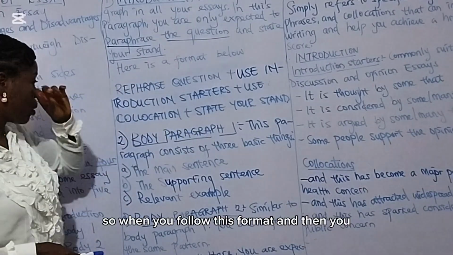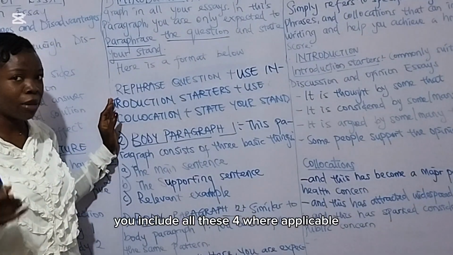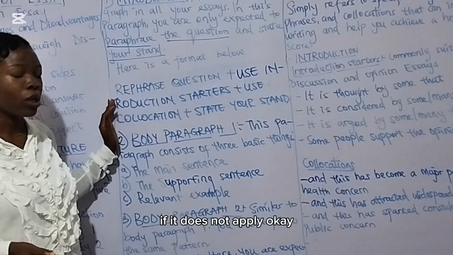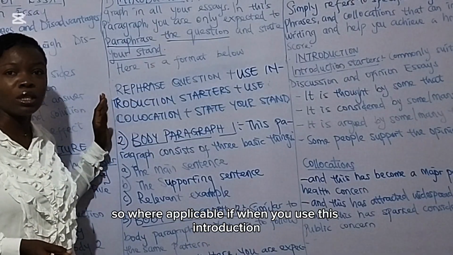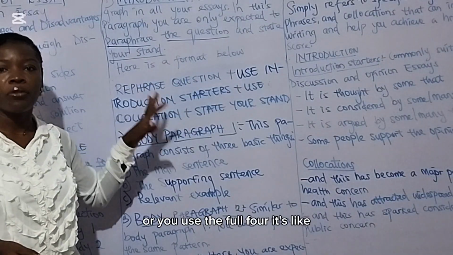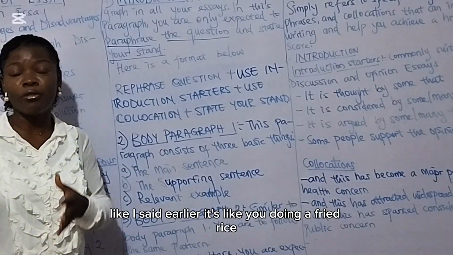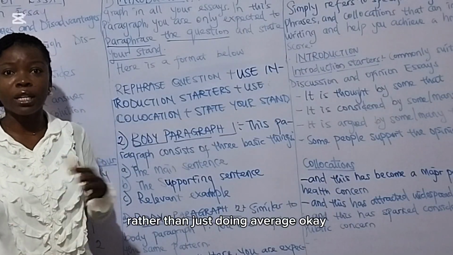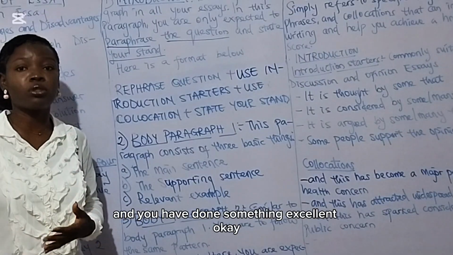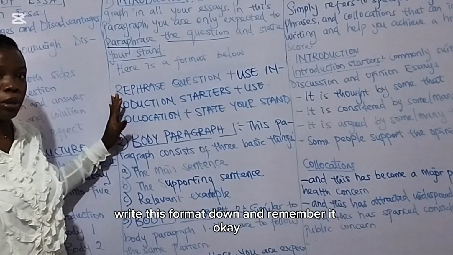And then you state your stand, okay. So when you follow this format and you include all these four where applicable, like I said, you don't need to force it into your introduction if it does not apply. So where applicable, you probably use 3 out of the 4, or you use the full 4. It's like I said earlier, it's like you doing a fried rice, like doing a balanced meal rather than just doing average, okay. So it means that you have gone beyond average and you have done something excellent. So you can just write this format down and remember it, okay.